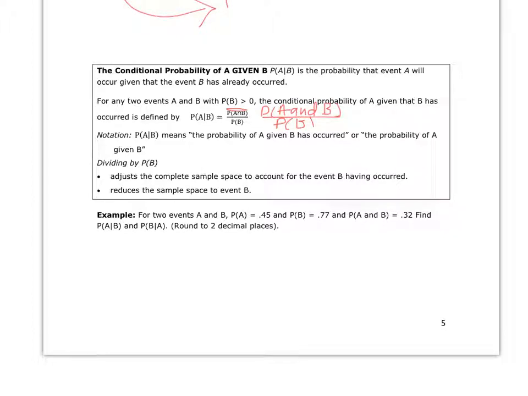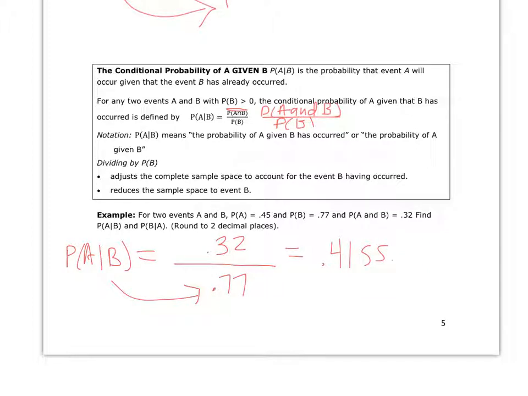So let's look at probability of A given B for this example. Okay, so we know we're going to need a numerator and denominator. The denominator comes from that given event. In this case, that probability is 0.77. The numerator is the probability of the AND event. That's given to us as 0.32. So we plug that in our calculators, we're going to get 0.4155, and it keeps going. If we round that to 2 decimal places, we get 0.42.